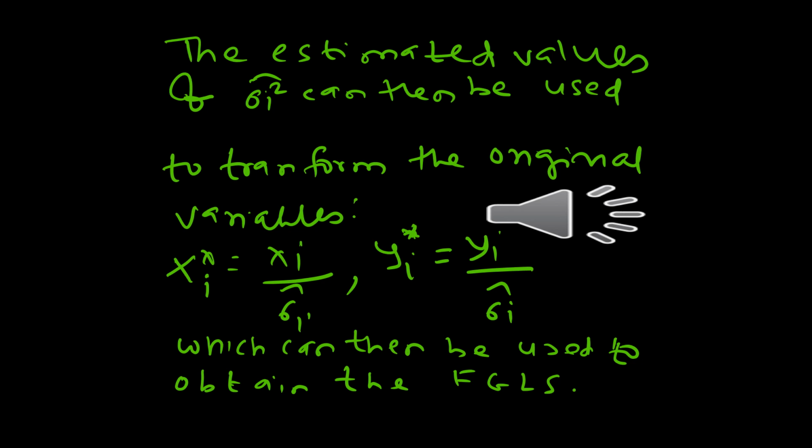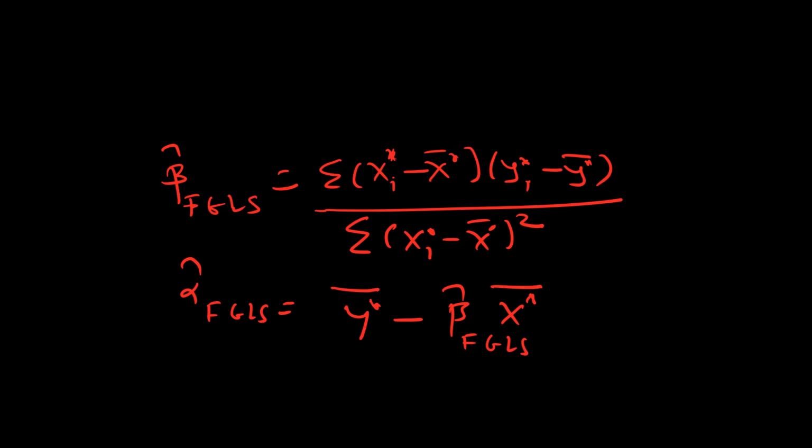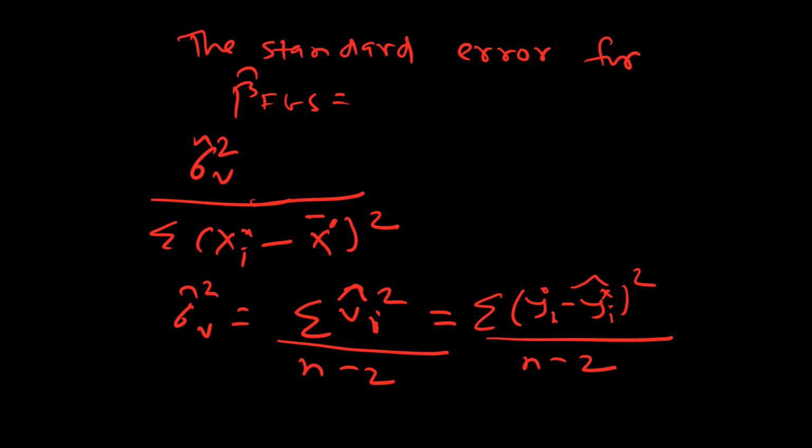Now that we have sigma hat i squares, they can be used to transform the variables xi and yi. So instead of having xi upon sigma i, we do xi upon sigma hat i, which is xi star. We do yi upon sigma hat i, which is yi star. And then we use these variables to do the original regression and obtain beta hat FGLS and alpha hat FGLS. So instead of yt minus phi yt minus 1, you have yt minus phi hat yt minus 1. And instead of alpha into 1 minus phi, you have alpha into 1 minus phi hat.